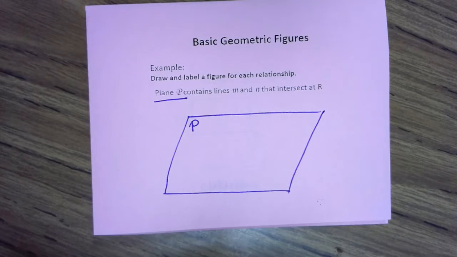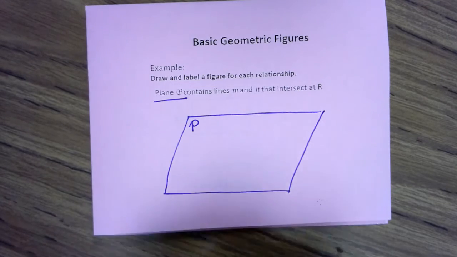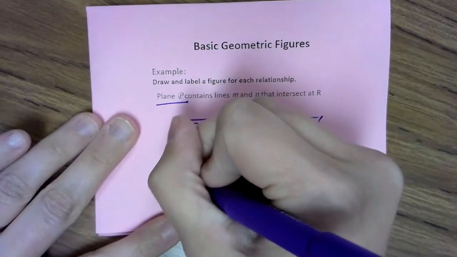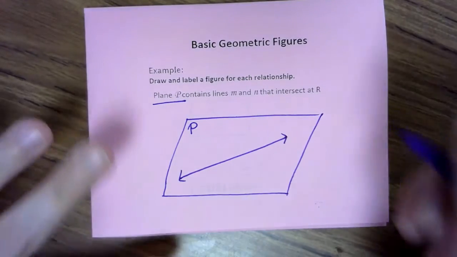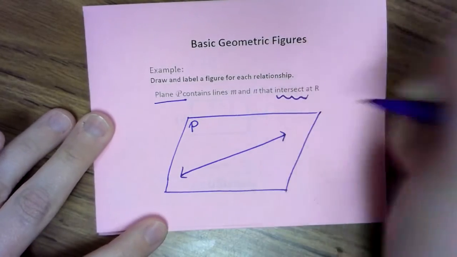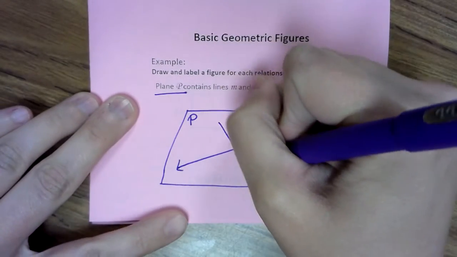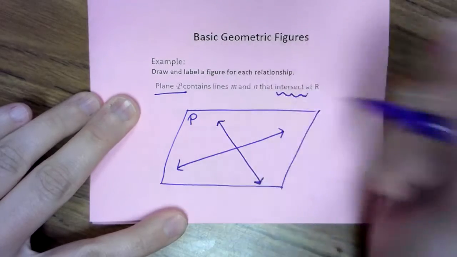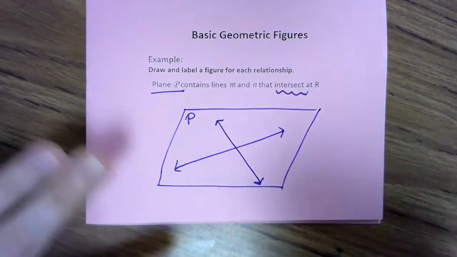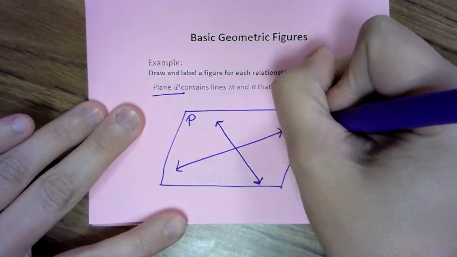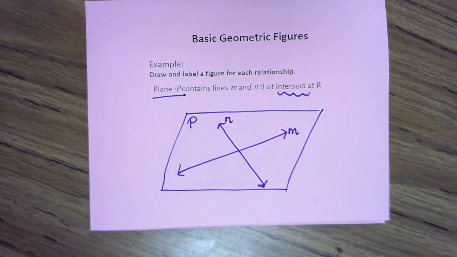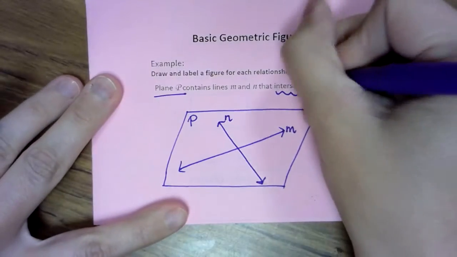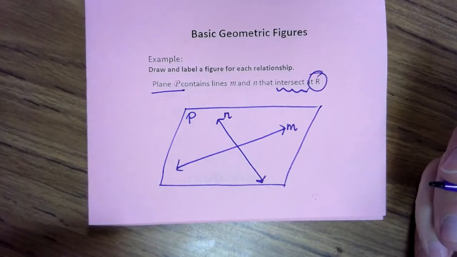So let's back up. If it's a line, does that mean it goes on forever or does it start and stop? Well, a line goes on forever. So I'm going to draw two lines. I've read ahead, so I know that my lines intersect. So I'm going to go ahead and draw them that way. So there's my two lines, and they intersect. So I'm going to label one of those lines as M, and the other line is N, and it says they intersect at R.